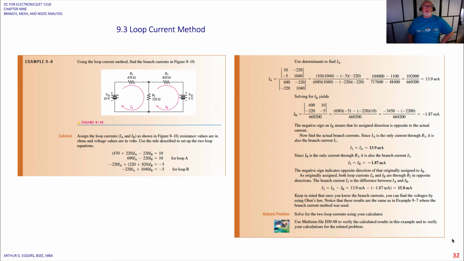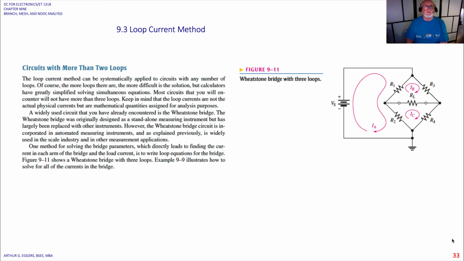So a quick example here of using the loop current method and doing it by determinants this time instead of substitution. All right, so what if we have circuits with more than two loops, okay? In this case, we've got a bridge, we've got a loop A, a loop B, and a loop C here where we've got currents flowing.